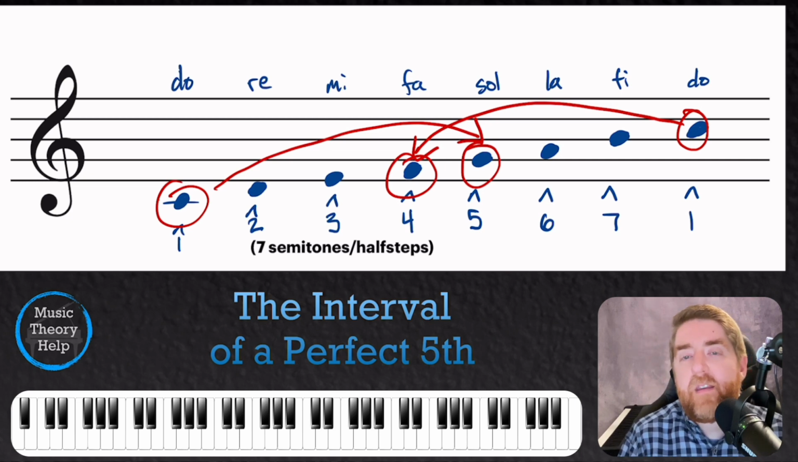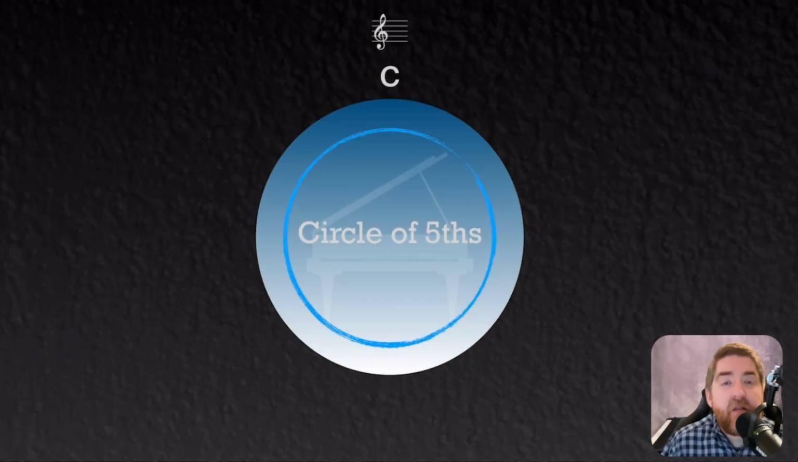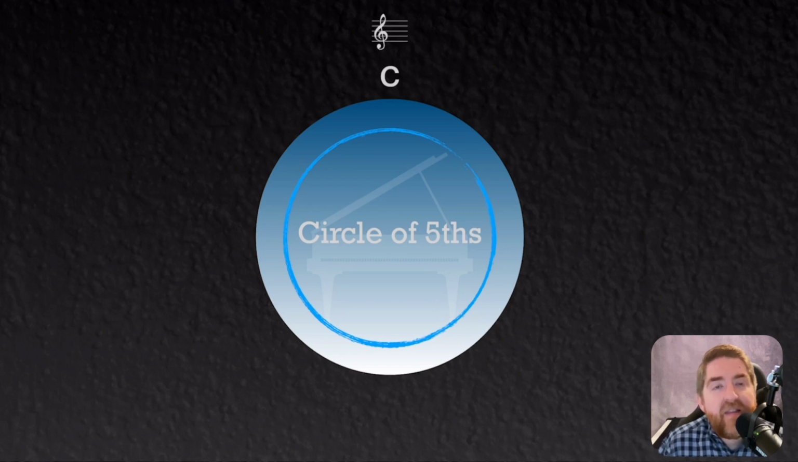You need to know this to do the circle of fifths. Let's take a look and we'll put all this together. Here is the circle of fifths. We're going to start at the top of the circle with C major that has no sharps or flats. We're going to work our way around clockwise by going up a fifth each time. If we have C, up a fifth from C is G.